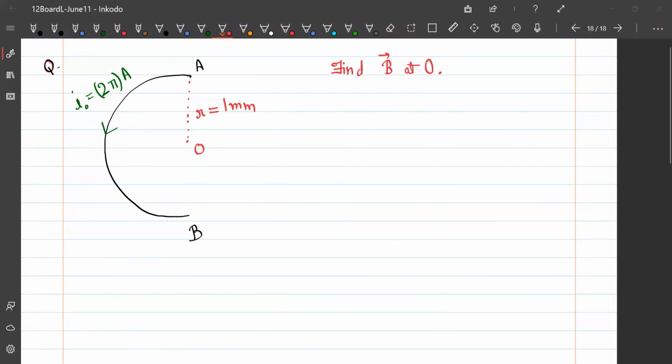Sir, it will be mu naught I by 4R. Calculate its value. Mu naught I by 2r times theta over pi, so pi by 2 pi. So mu naught I by 4r. Put the values of everything and tell me the value of magnetic field. Mu naught is 4 pi into 10 raised to minus 7.